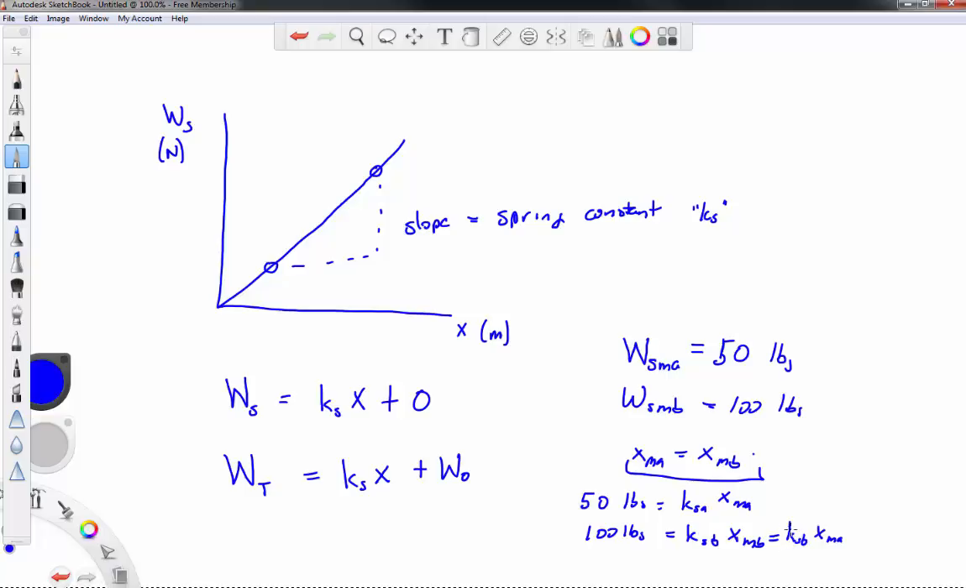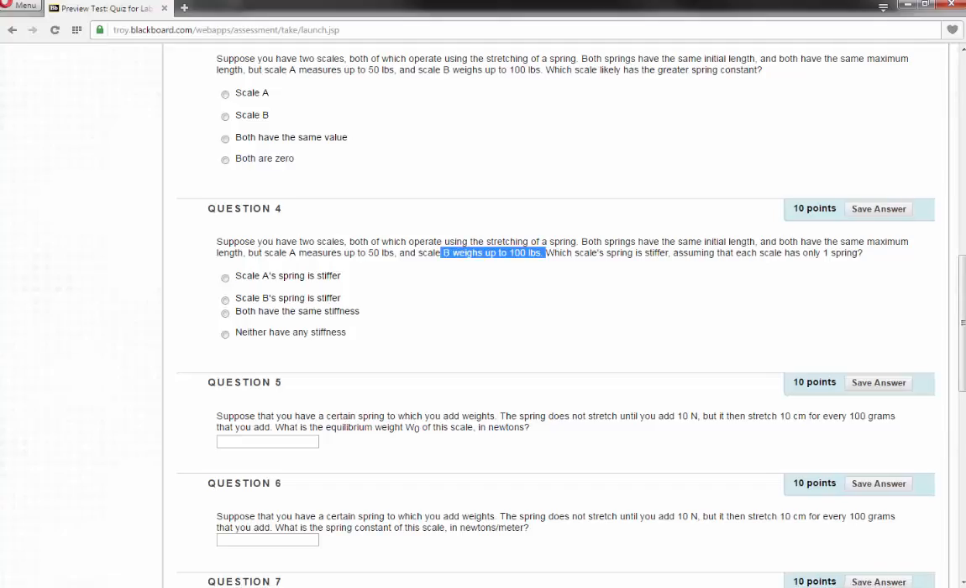So looking at this, you have some number times this is 100, some other number times this is 50. Which one is bigger? Well, this one's got to be bigger because it gives you a bigger number when you multiply by the same thing. So that means that the larger spring constant must correspond to basically spring B. So we open this thing up and write in scale B's spring is stiffer.